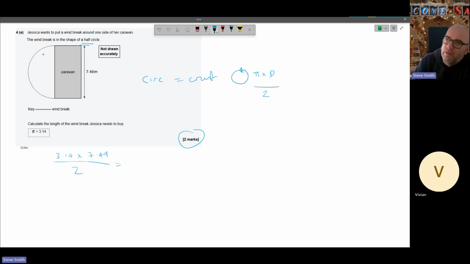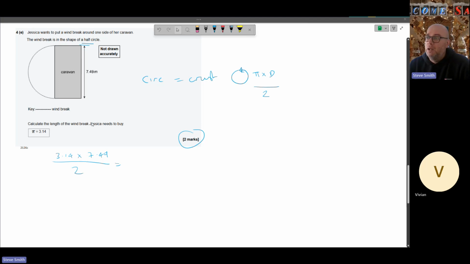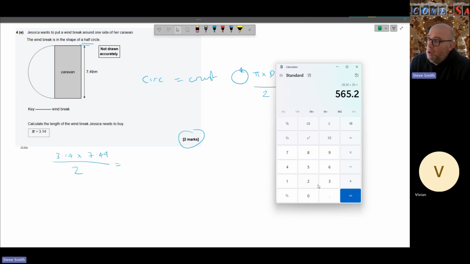equals the length of that windbreak there. So how much does she need to buy? That one for me is a 2-pointer, as long as you remember to divide by 2. It was quite straightforward, because some people will say, oh yeah, I know, circumference is pi times diameter. I've done it, so pi 3.14. Given that it's not a full circumference, it's half, isn't it? Yeah, so we're just doing a half.